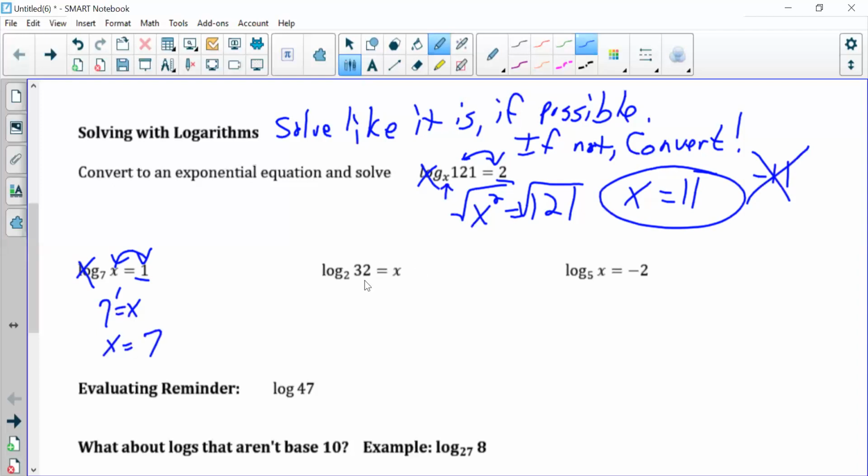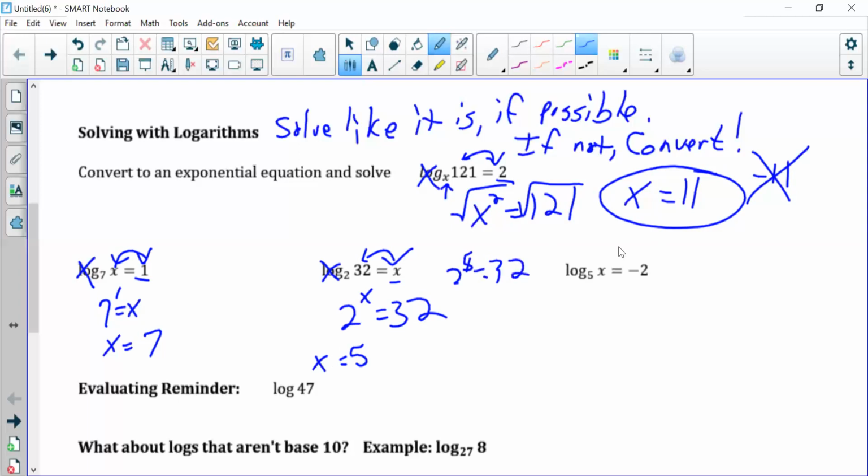Next, once again, I'm not sure exactly how to solve that, are you? So let's switch the places. Because of the exponent, 2 to the x power equals 32. All right, and this is just some math. We could just keep multiplying 2 times 2 times 2 times 2 until we get it, and it's 2 to the 5th. So x equals 5, because 2 to the 5th equals 32.